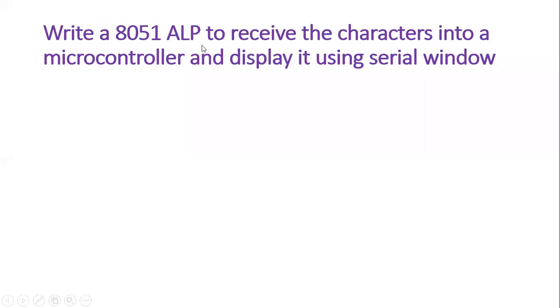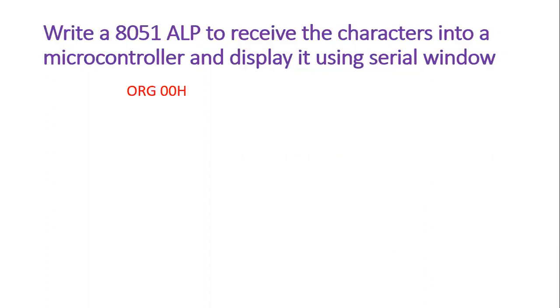Hi, in this video, I'll explain how to write an 8051 ALP to receive characters into a microcontroller and display them using the serial window. For reception, we have to use the serial communication registers such as SCON, SBUF, TCON, TMOD. In addition to that, we need to monitor the reception flag, that is the RI flag. So let's see how to write an ALP program for this.